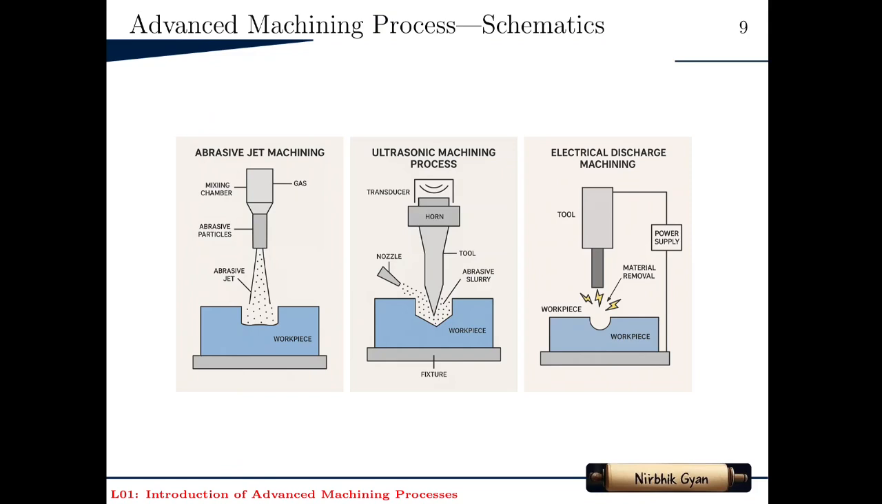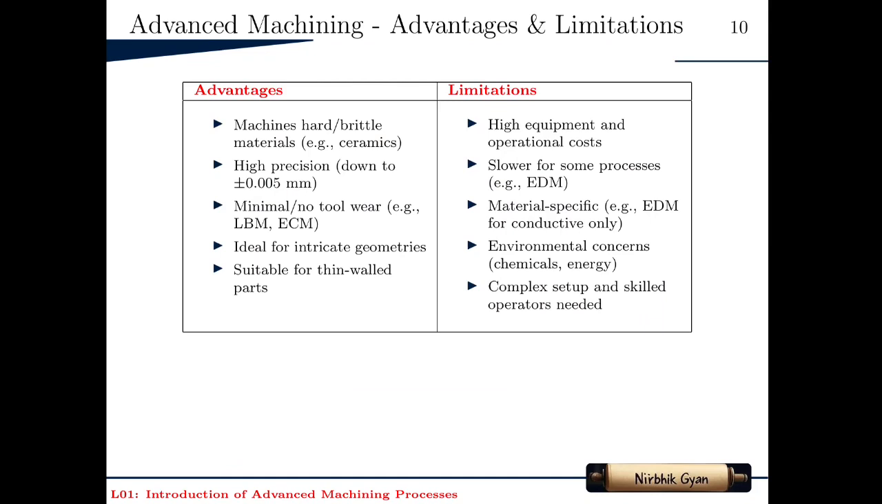I will discuss these processes later. Some of the advantages of advanced machining process are that hard and brittle metals can also be processed through this machining process, and very high precision can be achieved, down to plus minus 0.005 millimeter. There is minimal or no tool wear, because most of the processes are non-contact type. It means there's no contact between tools and workpiece when machining occurs. It is ideal for intricate geometry and suitable for thin walled parts.